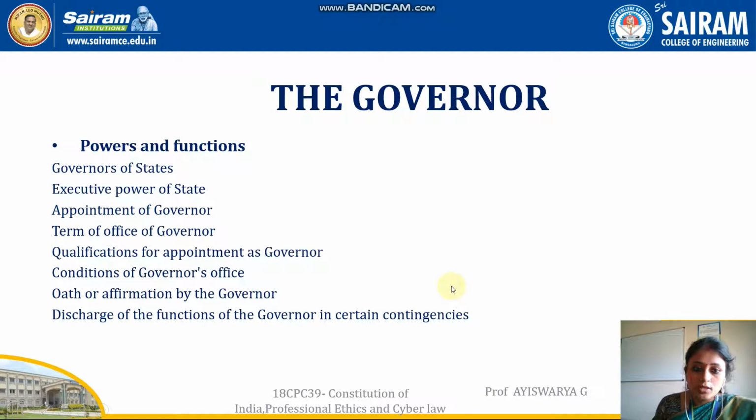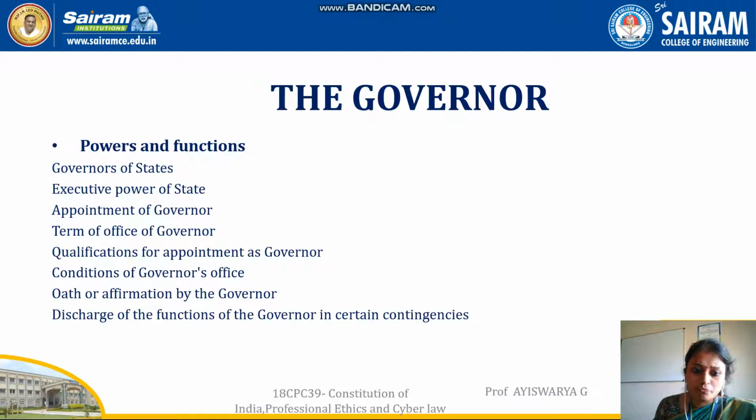The first one is the powers and functions of the governor. You can see that there are a lot of functions that the governor has to perform. Article number 153 deals with the powers and functions of the governors of states. For each state, the things that the governor has to do have been categorized and I have been given the points. So I'll give the information about the different articles and what they deal with.